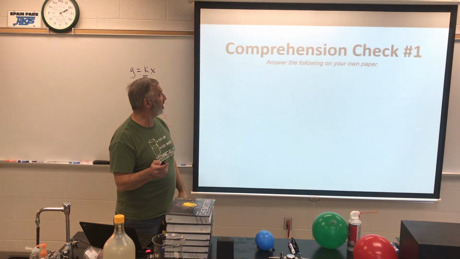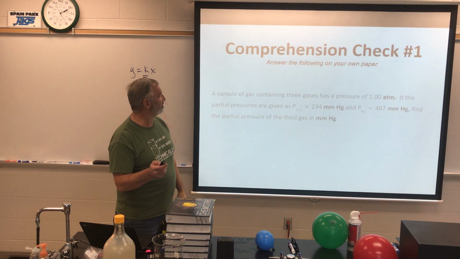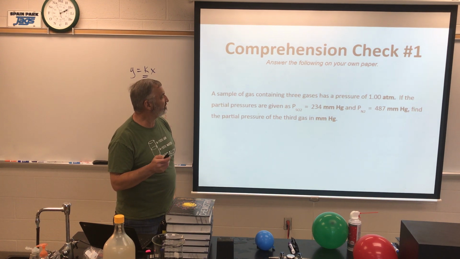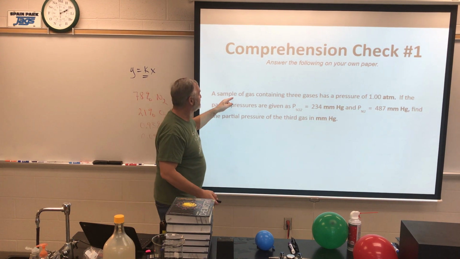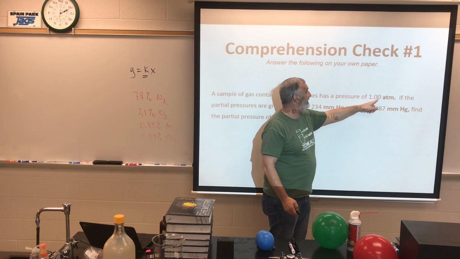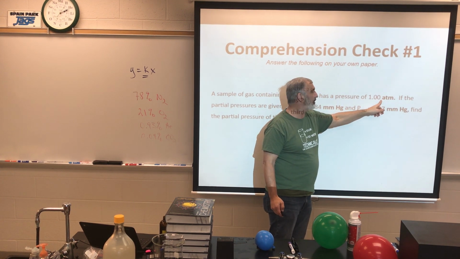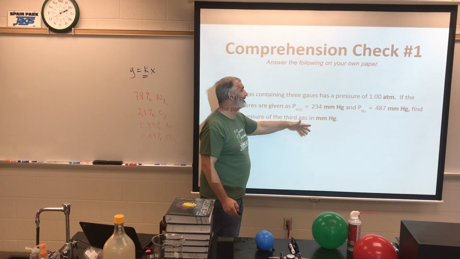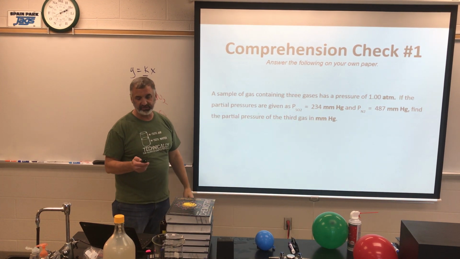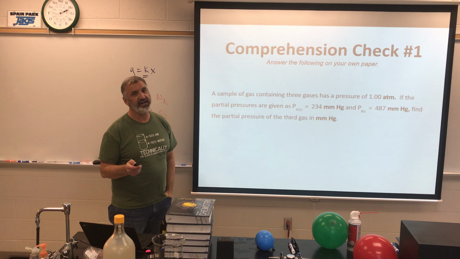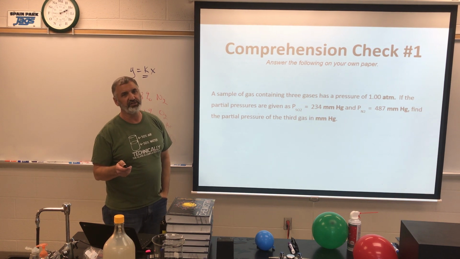Now, Dalton's law, okay, there's your comprehension check. Okay, so go ahead and you can do this. Now, I'll give you a hint. A sample of gas containing 3 gases has a pressure of 1 atmosphere. That's your total pressure right there. So that's the total pressure, and you've got 3 gases adding up to that, and you just have to find the pressure of the third gas. So go ahead and pause it and figure that out. That should be a pretty easy one for you to do as well.